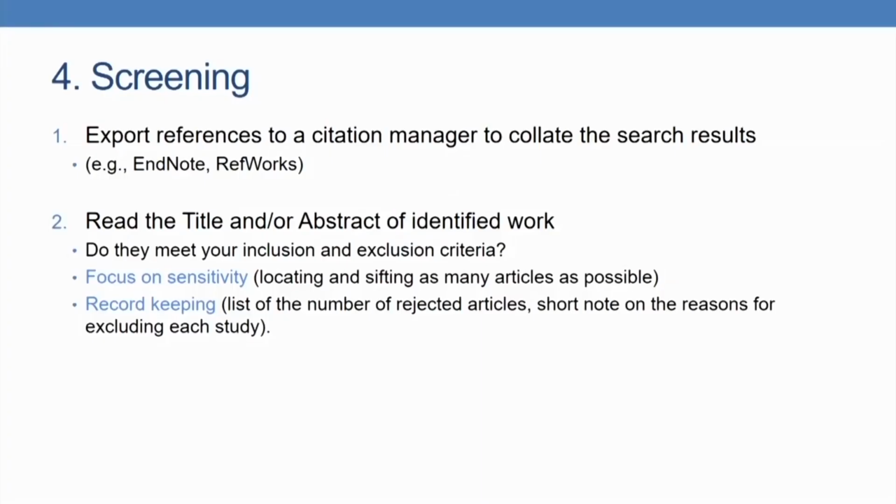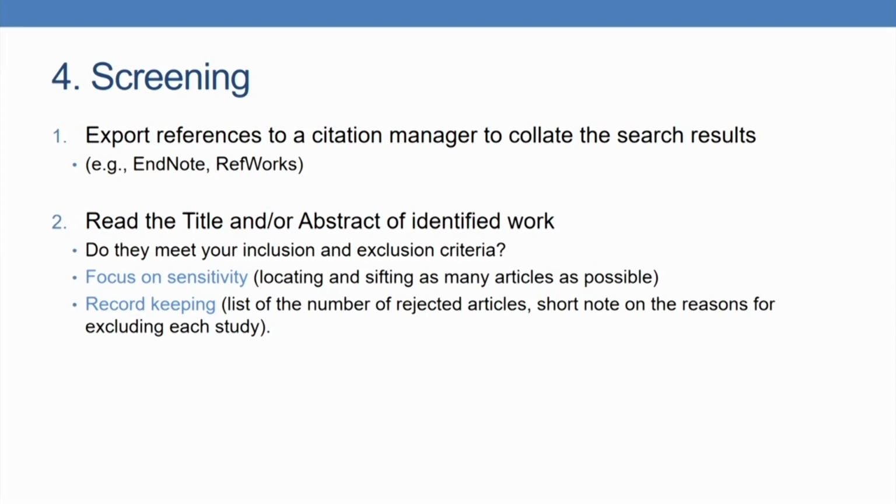For screening, we can also read the title or abstract of identified work. So, most work will not meet our inclusion and exclusion criteria. So, if title or abstract suggests that the work is potentially eligible for inclusion, that is, it may pass our inclusion and exclusion criteria, we will need to obtain the full text version and read that carefully. And at this stage, we continue to err on the side of sensitivity, so that we do not miss anything. For record keeping purposes, during the screening stage, it is sufficient to make a list of the number of rejected articles rather than noting the reasons for excluding them from the study. So, this is referred to as the screening process.